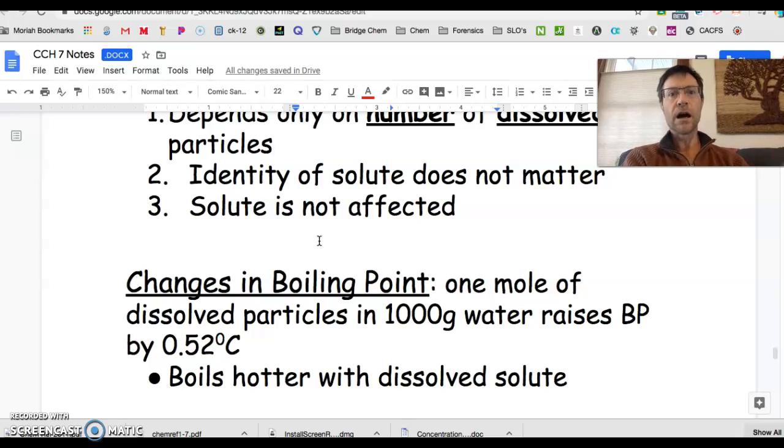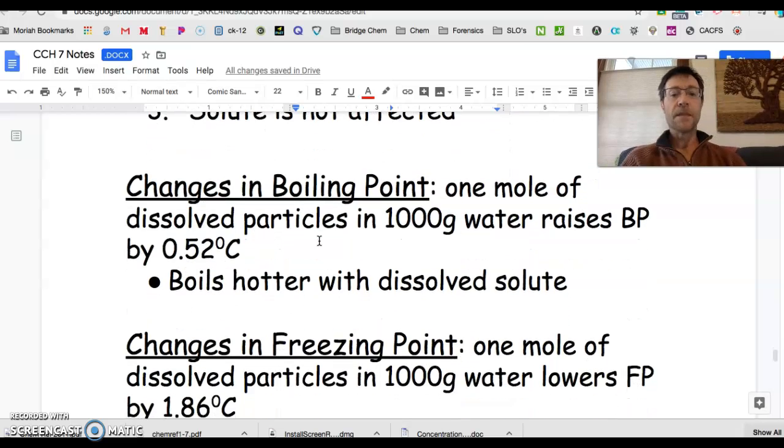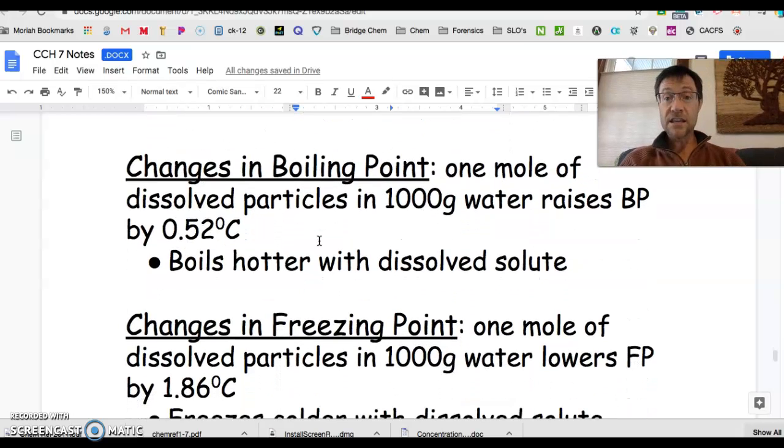It actually has to boil hotter, so technically speaking, it'll take longer because you've got to get it hotter. Who cares? Who's counting? I'm not. Freezing point. As I said earlier, the freezing point is cold, so it just gets colder. But the effect on freezing point is far more significant. If you'll notice down there, 1 mole of dissolved particles decreases the freezing point by 1.86 degrees centigrade, which is a significant difference.